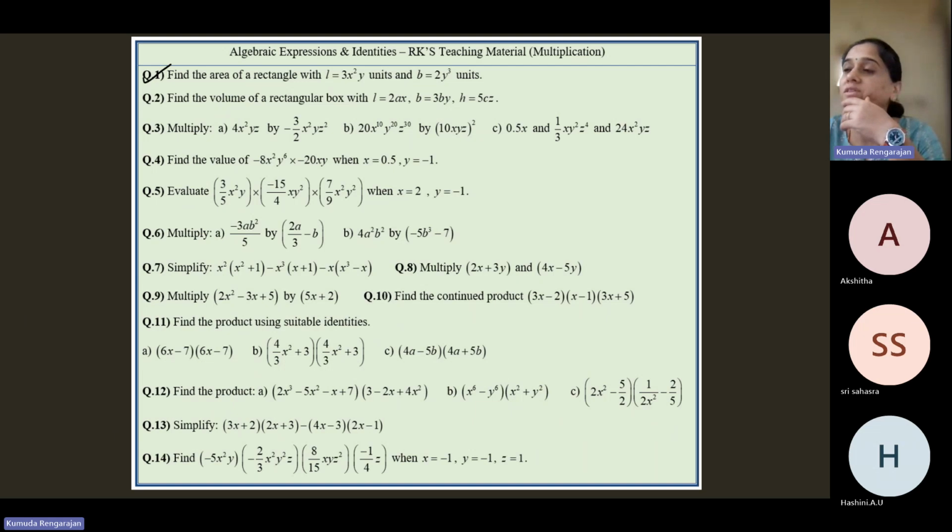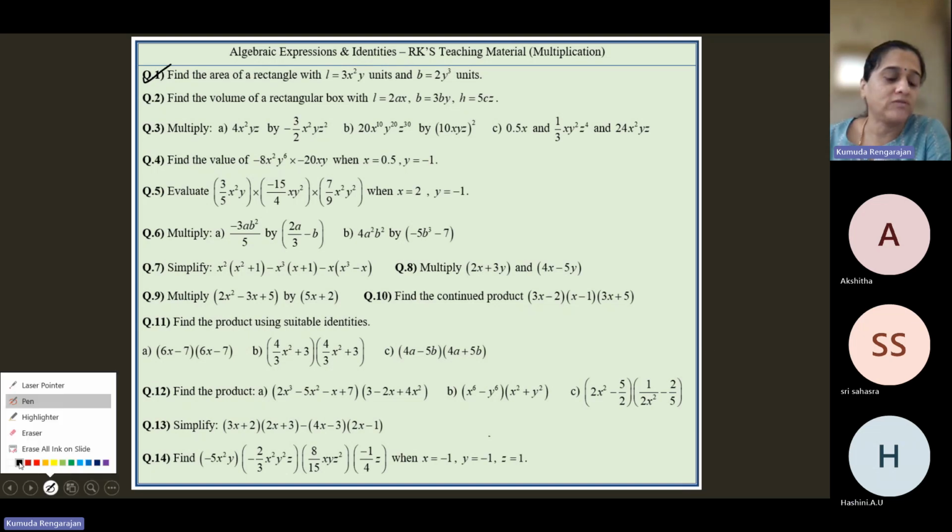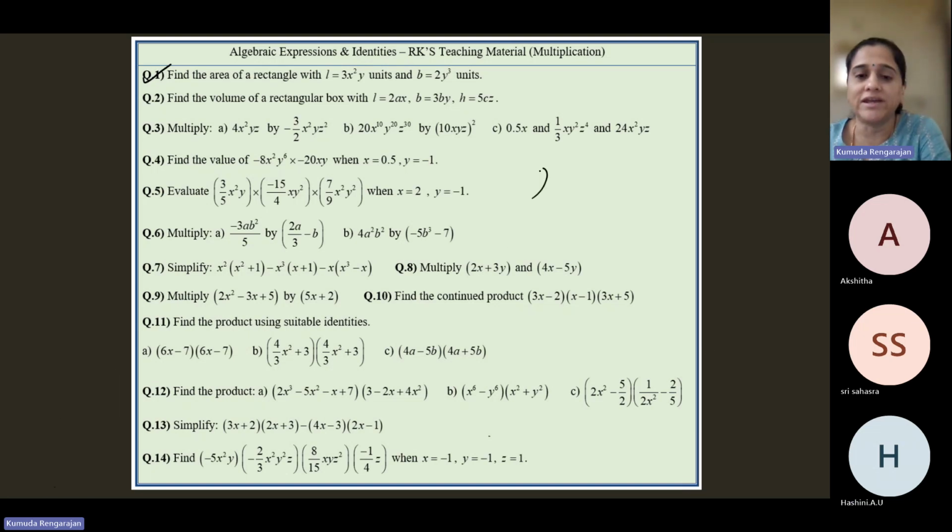So what's the formula to find the volume of a cuboid? Very good. Hasini, what's the formula to find the volume of a cuboid? Ma'am, they didn't teach me. Yeah, okay, that's why. So the formula to find the volume of a cuboid is length into breadth into height.